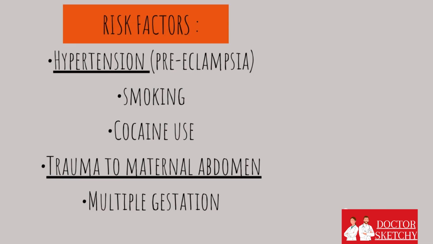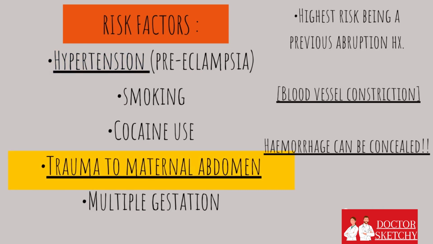What are the risk factors? Risk factors include hypertension being at the top. Also, it includes smoking, cocaine use, trauma to the maternal abdomen, multiple gestation. Highest risk being a previous abruption history. High BP, smoking, and cocaine use become risk factors as they all lead to blood vessel constriction throughout the body, including the vessels in the placenta too, and ultimately result in the abruption.